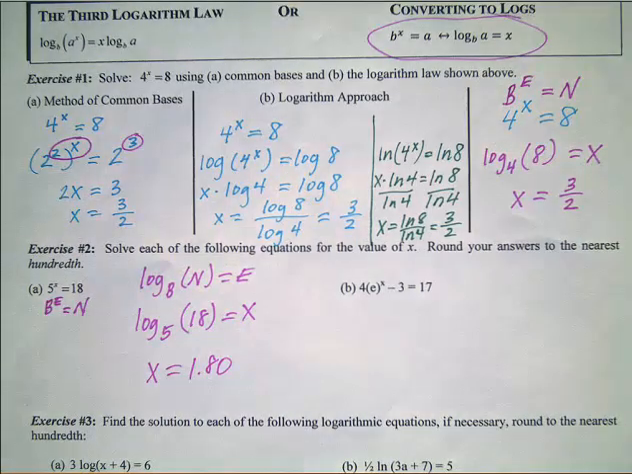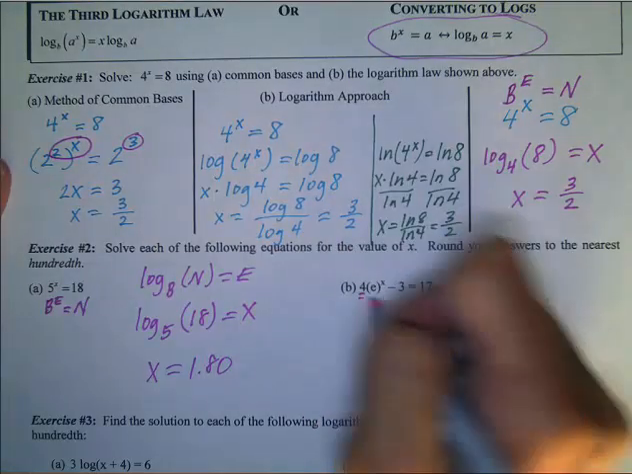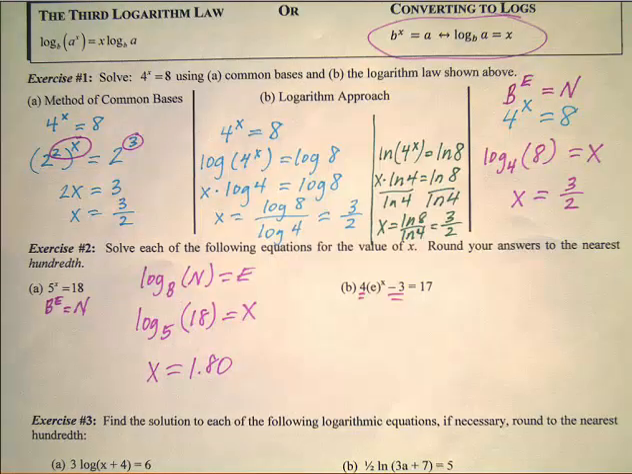The next one is a little bit more difficult. First of all, I noticed that the base is e, so I'm going to have natural logs in it at some point. And secondly, I noticed that the base isn't alone. He's got pieces attached to him. So I have to move this 4, and I have to move the negative 3 in order to get the base and the exponent alone.